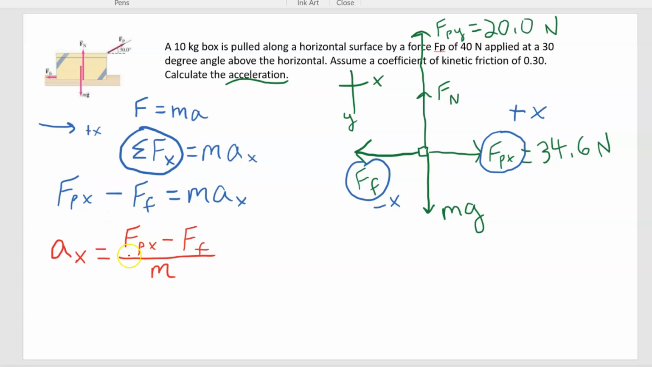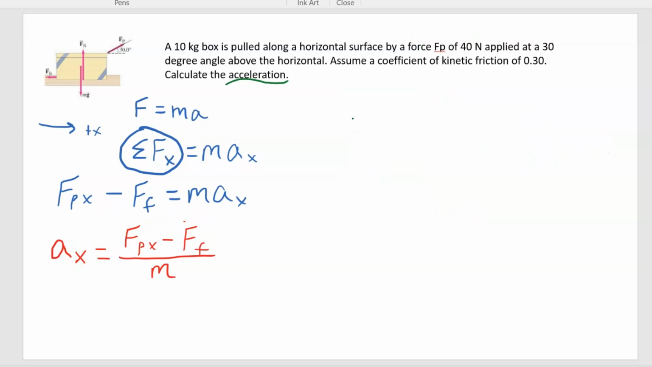Well, Fpx, we've calculated that. The mass, that's given to us. So what's the only other thing we need to solve for in order to find the acceleration? Now we know, of course, that there are two different kinds of friction. There's kinetic friction and there's static friction. There is an acceleration here. That means the object is moving. So we're looking at kinetic friction.